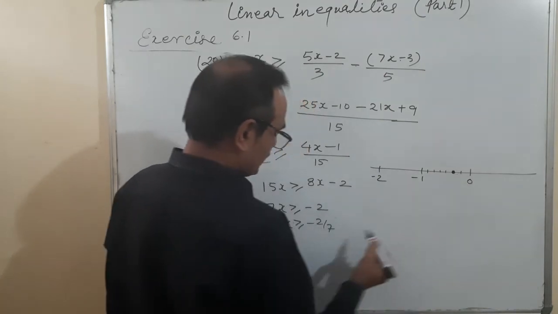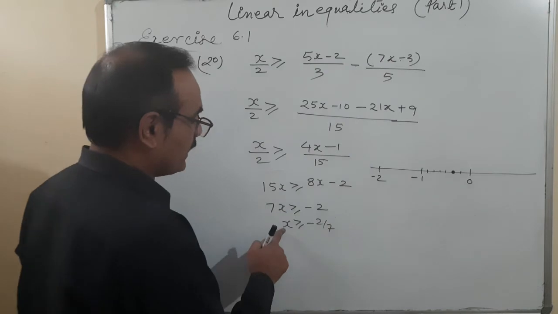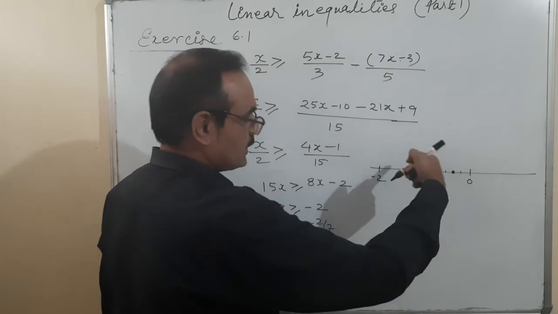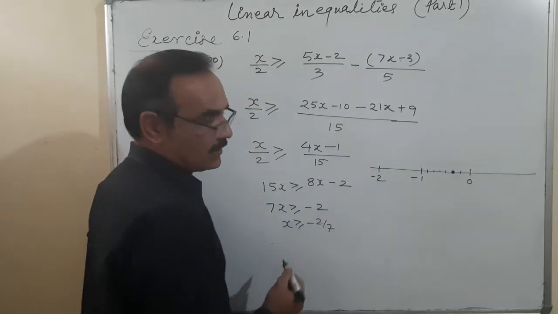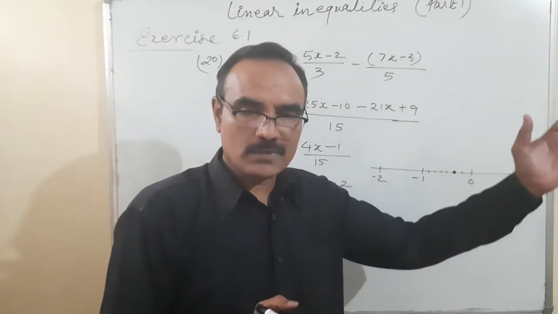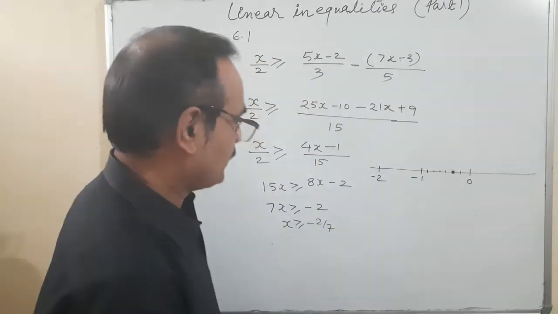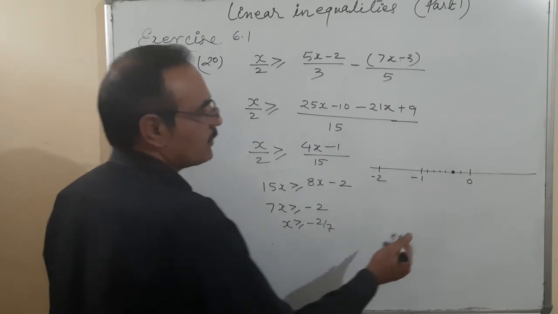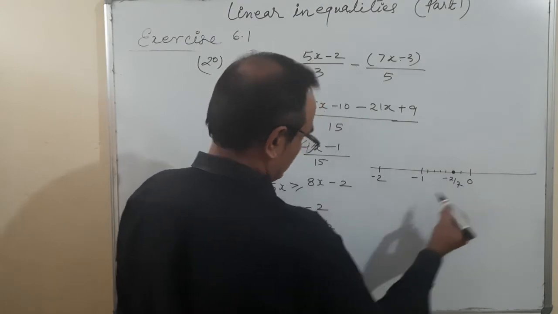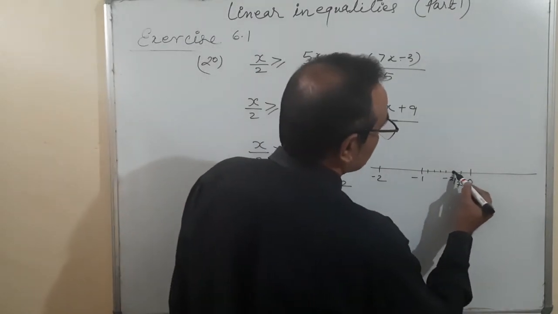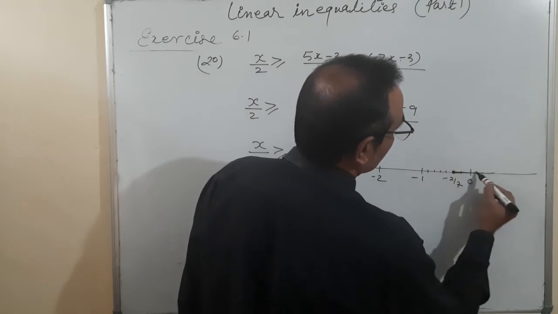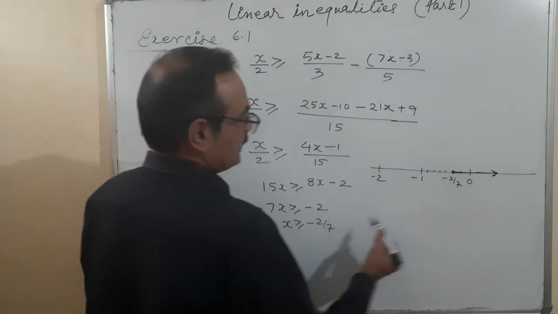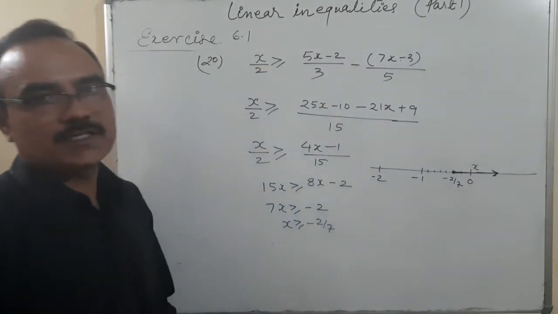Because it is greater than or equal, x is greater than or equal to minus 2 upon 7. Greater means it goes to the right-hand side of the number line. Always remember, greater means to the right of the number line, smaller means to the left. So when x is greater than this point, it is to the right-hand side of this point, minus 2 upon 7, and x is greater. So the value is x greater than or equal to minus 2 upon 7.